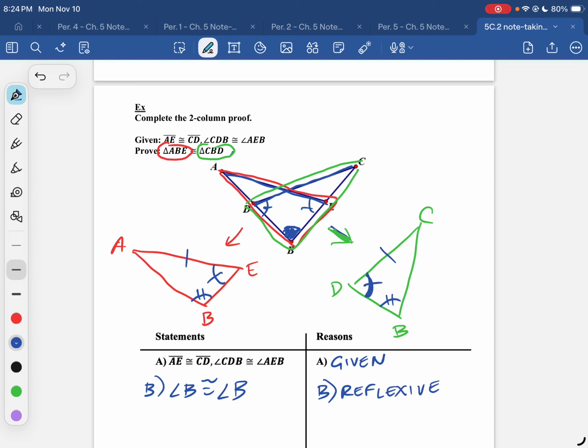And then I have enough to say the two triangles are congruent. And I'm going to make my congruent statement just like it is written above, where it says what we're trying to prove. And that would be two angles and a non-included side. So that means angle angle side triangle congruency theorem.